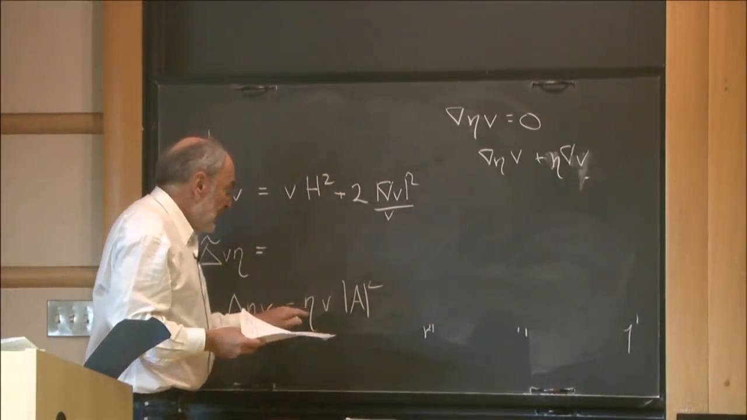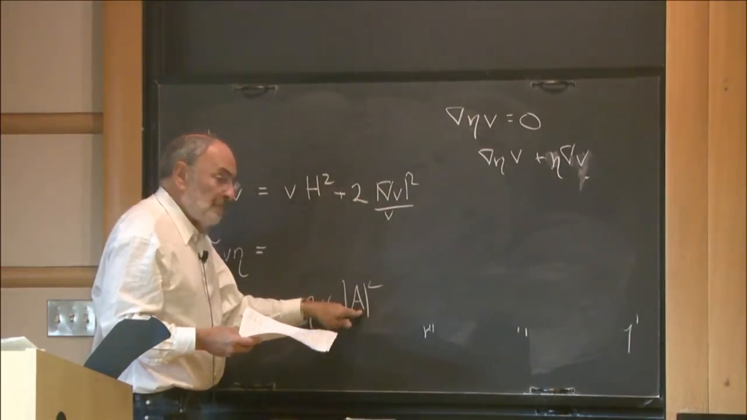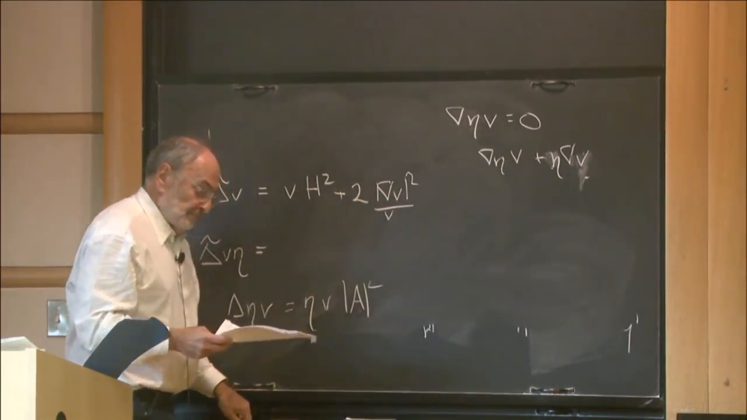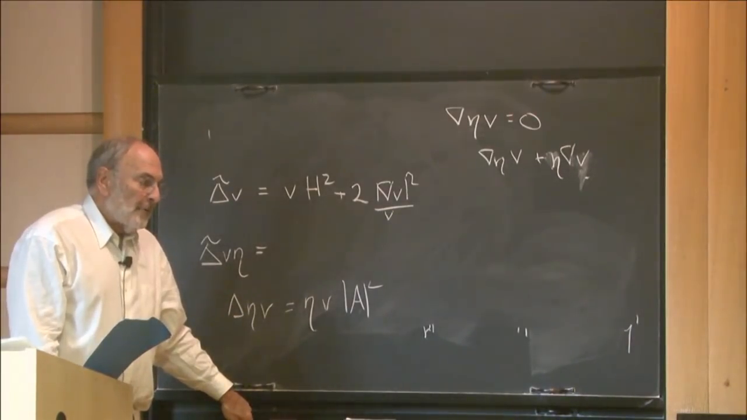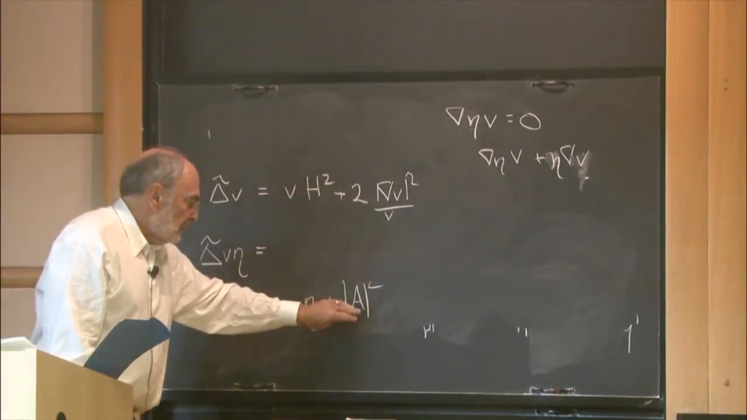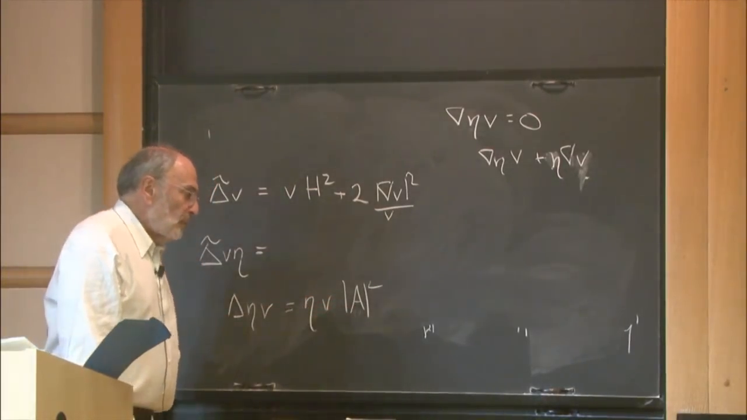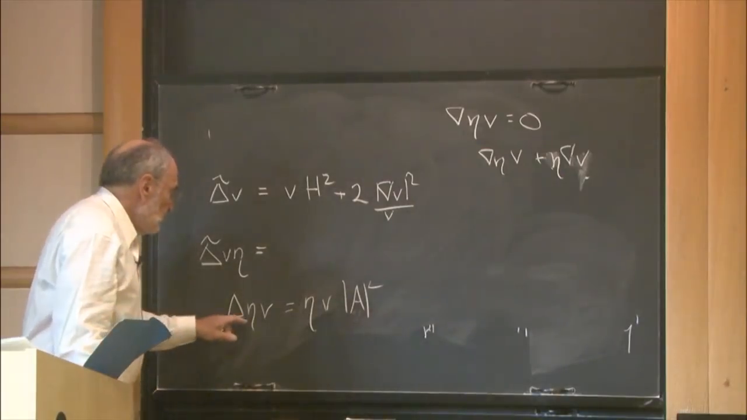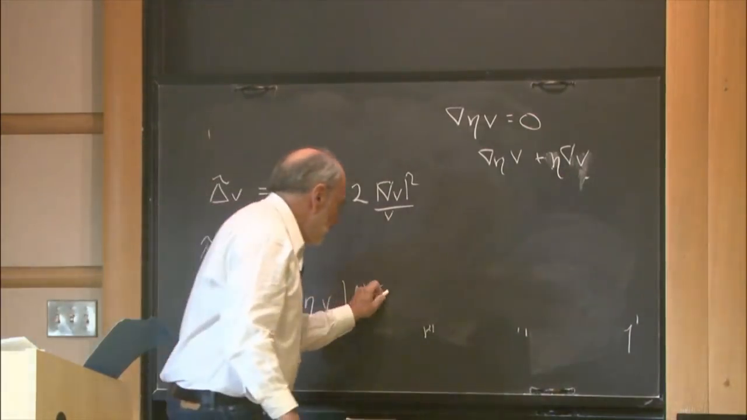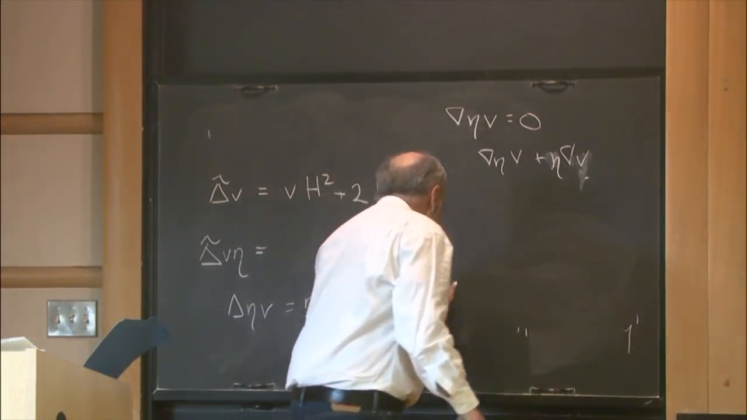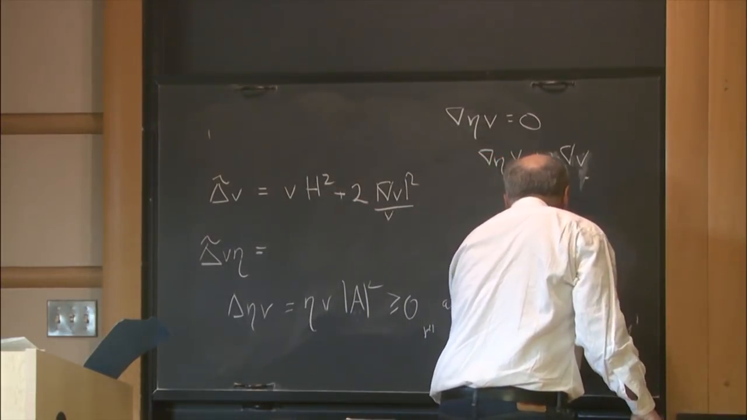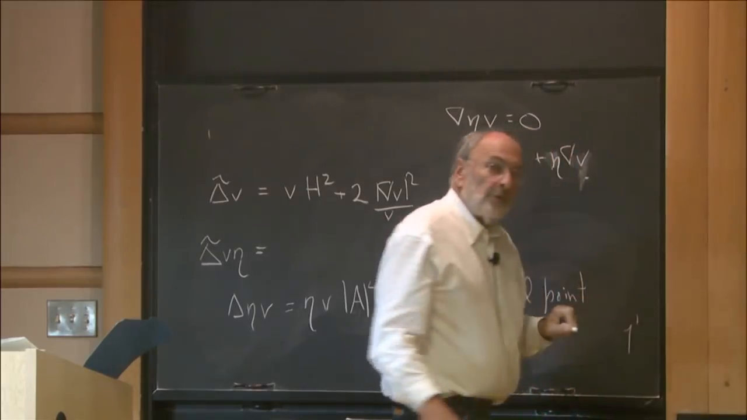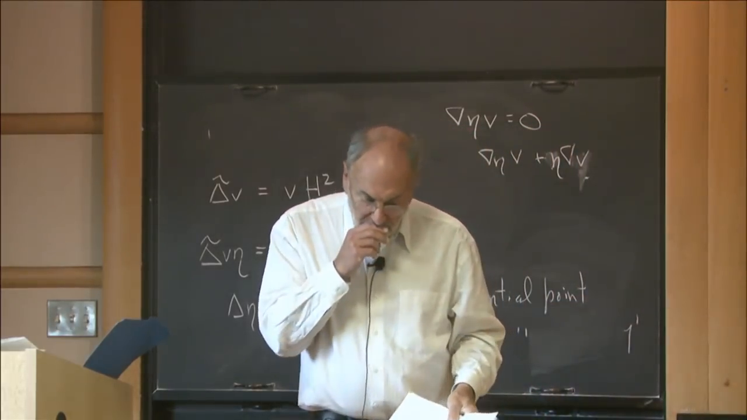So when eta is positive, v is always positive. We're dealing with a case where we have a surface that doesn't have absolutely 0 fundamental form. You get that this is greater than or equal to 0. So there's no maximum.